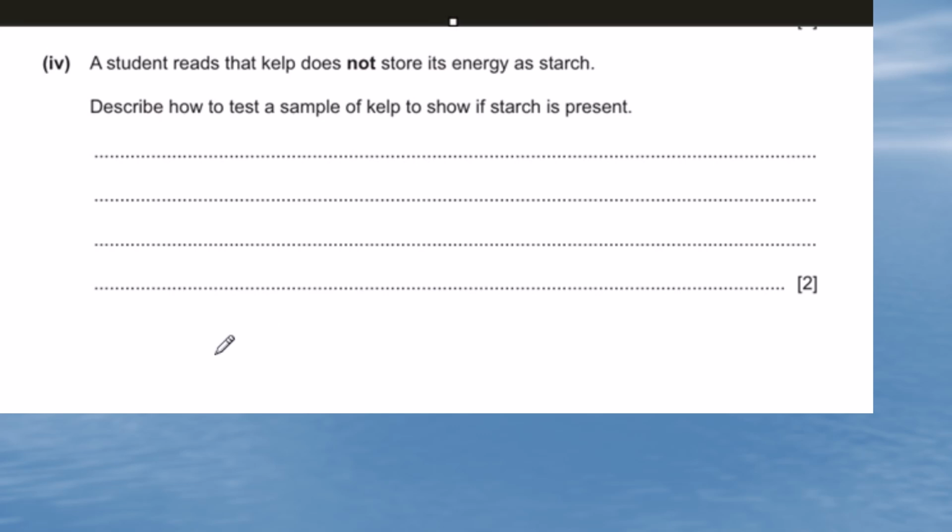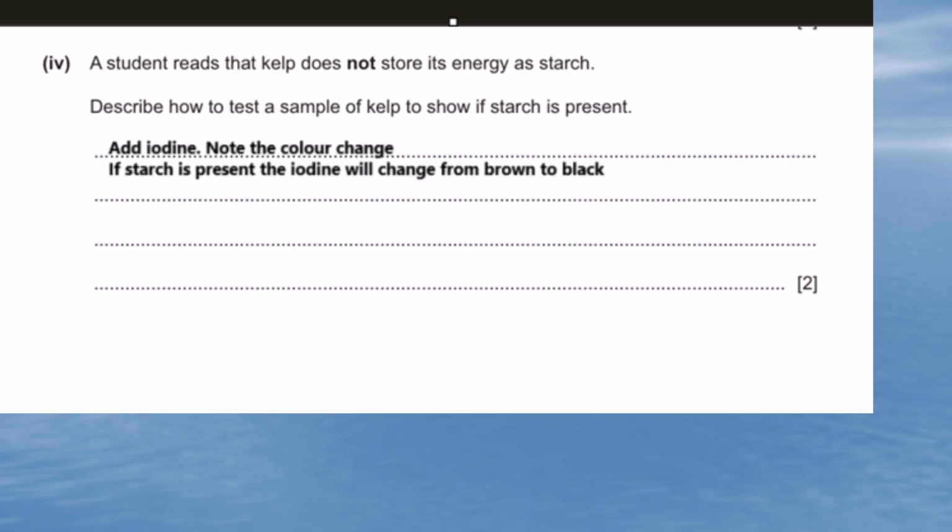And the last one here, the student reads, the kelp does not store its energy as starch. Describe a test on a sample of the kelp to show if starch is present. And here we go back to our food tests. And here simply you just have to remember the iodine test. You add iodine, note the color change. If starch is present, the iodine will change from brown to black.